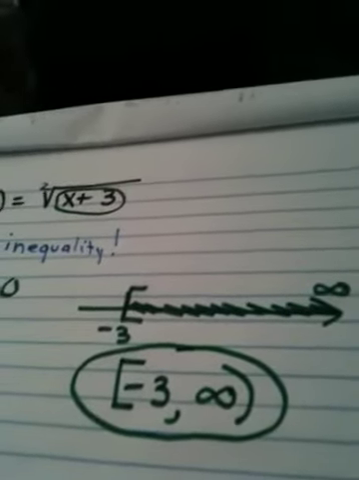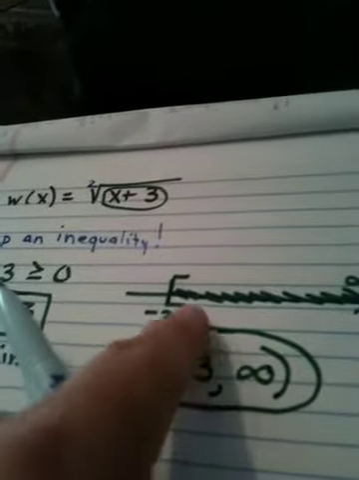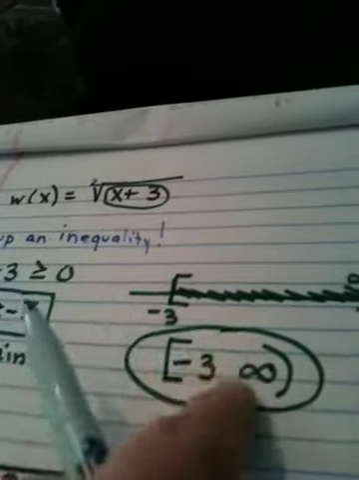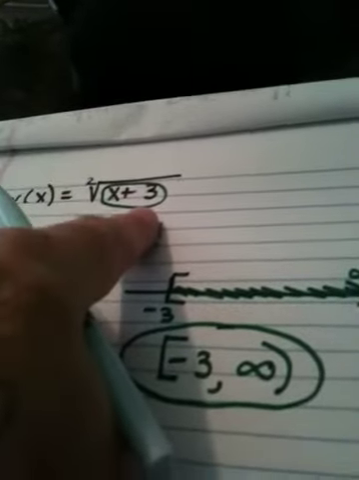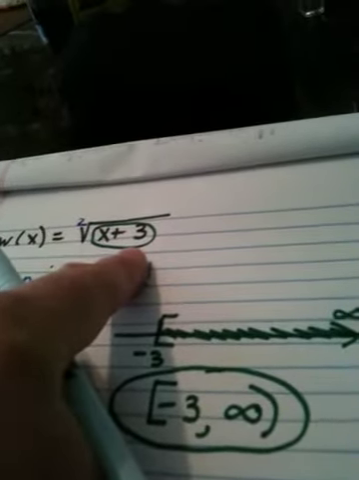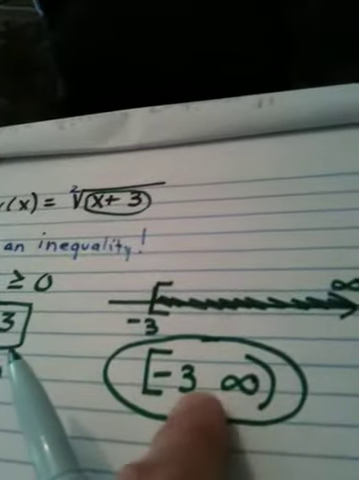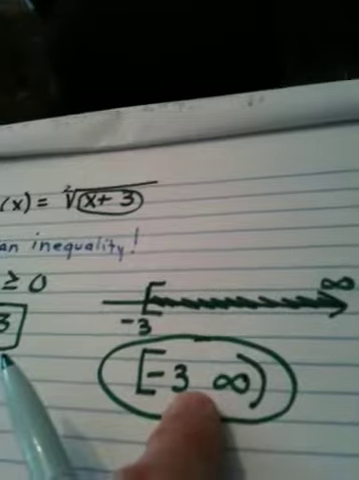And if you really wanted to test it out, if you pick any number in here, any number that's greater than or equal to negative 3, and you plug it in here, you'll come out with an answer. It's something you'll be able to take the square root of, and you'll never get i. So these are the correct numbers to use. That's why they're called the domain.